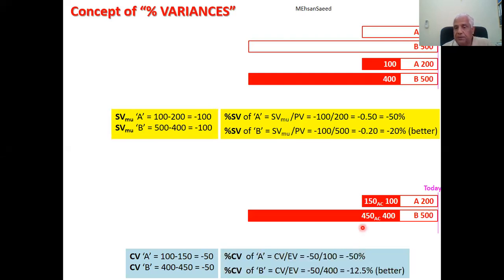So this is the situation. The schedule variance over here, percent cost variance over here is minus 50%, over here is minus 12.5%. This, of course, is much better performance than this. Therefore, we use percent variance. One final point, we index this to planned value and we index this to earned value. Please don't get it the other way around, otherwise you will get the entire solution wrong.